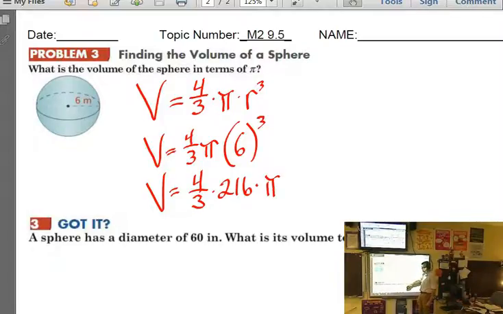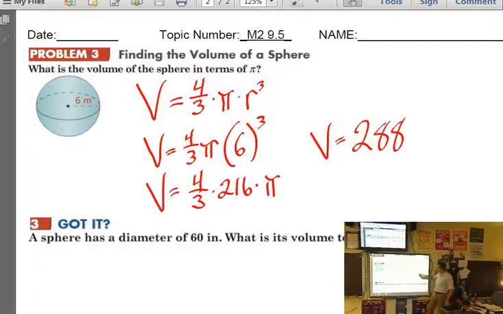I'm going to use my commutative property, move things around slightly. 216 times 4/3 is 288, I believe. I think this question is on the homework. Probably, some of them repeat.